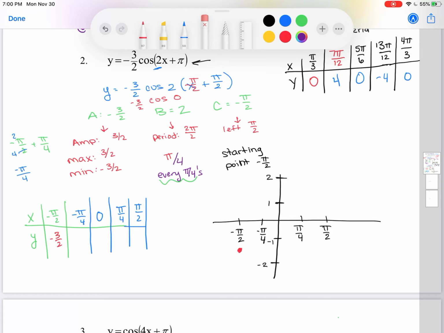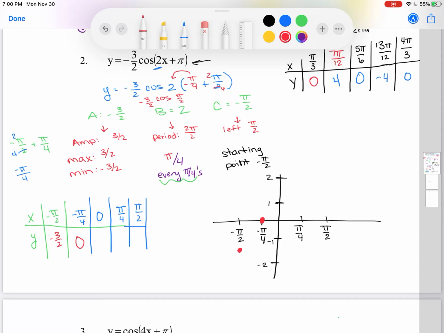If I did that same thing, but this time plugged in a negative pi over 4, well, negative pi over 4 plus pi over 2, if I made that there and change that there, that's going to give me a positive pi over 4. Multiplied by the 2 out front gives me a pi over 2 when I simplify. Well, cosine at pi over 2 multiplied by negative 3 over 2 will give me a 0. So there's my coordinate.